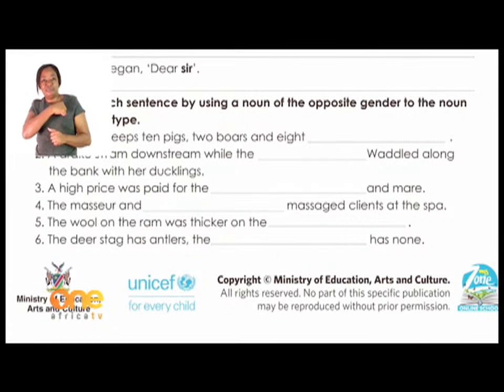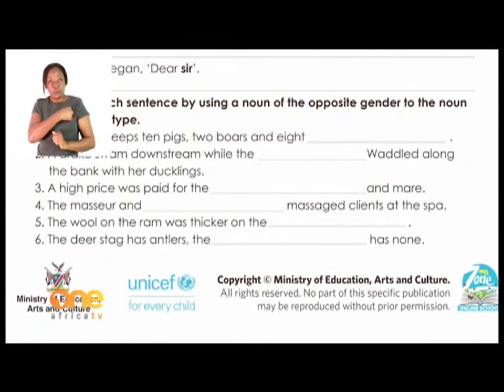If it is a female, you change it to the male, from masculine to feminine. If it is in feminine, you change it to masculine. So it's just vice versa. You change, if it's male, change to female. If it is boy, change to girl. That is what I'm saying. So just check the words which are in bold.